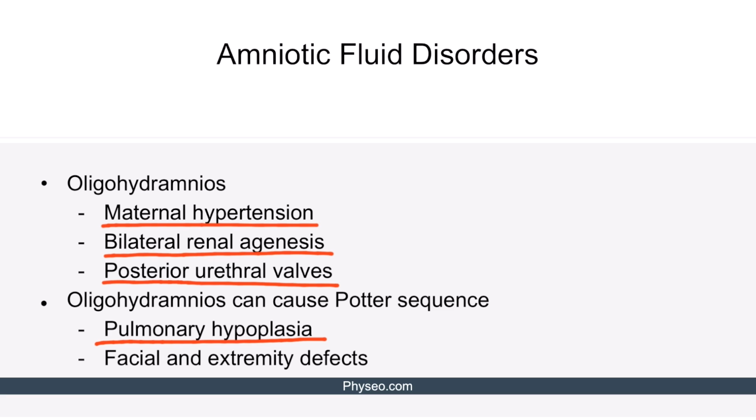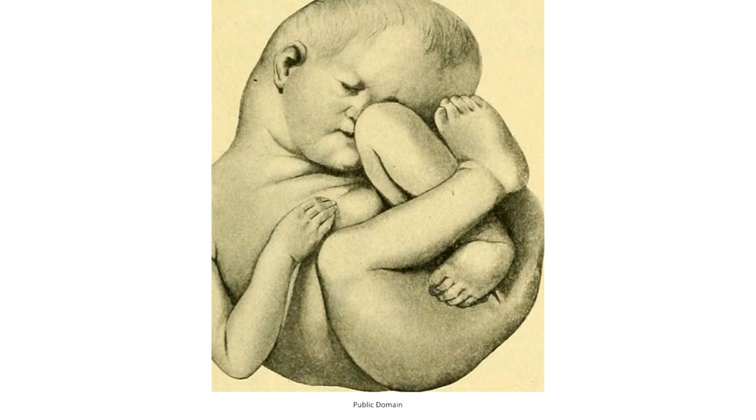And then once again, since the fetus is getting compressed, they can have things like facial defects and retrognathia, low set ears, and a flattened nose, just the consequence of being squished while growing. And also, they'll have extremity defects, so their arms will be squished and contorted, and legs. Here we see an image of a newborn with Potter sequence. And hopefully you can appreciate that flattened nose, the abnormal shape of the head, and the limb defects. And that concludes our section on fetal growth restriction, macrosomia, and amniotic fluid disorders.